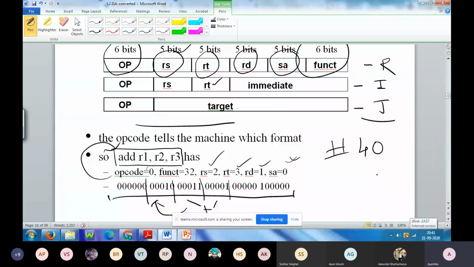So that is how whatever you have written in your instruction is getting mapped to your hardware. Okay. Any questions so far?